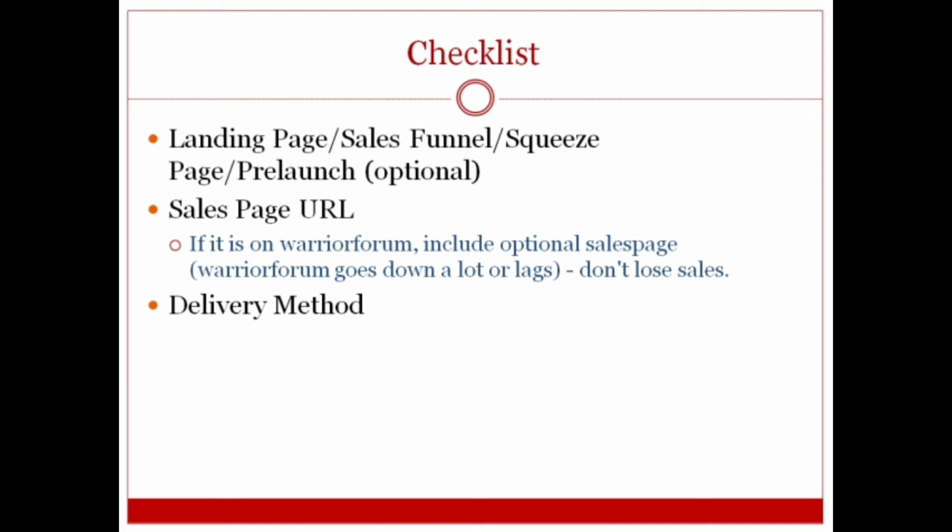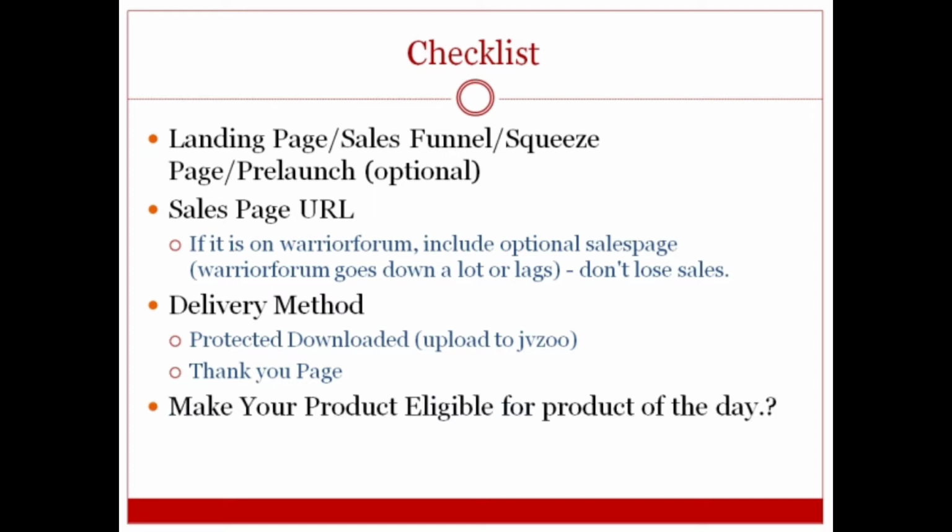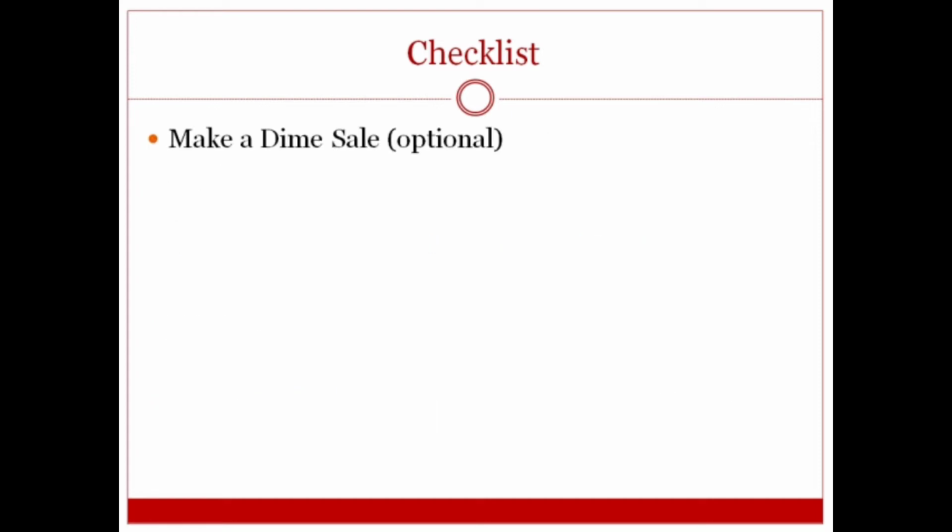You're also going to need to specify the delivery method. You have two choices in this case. You can either upload your files to JVzoo if your product is small in size, or you can have your own thank you page. In this specific video course, I'm going to assume that you're going to go the route of having a thank you page, because if you go the route of uploading your files to JVzoo, then that's an option as well. And also you need to specify whether you want to make your product eligible for product of the day. I don't see why not. That could mean more sales to you, so definitely want to check that box. If you do want to make a dime sale, and of course if you don't, you can always fast forward to the next slide.